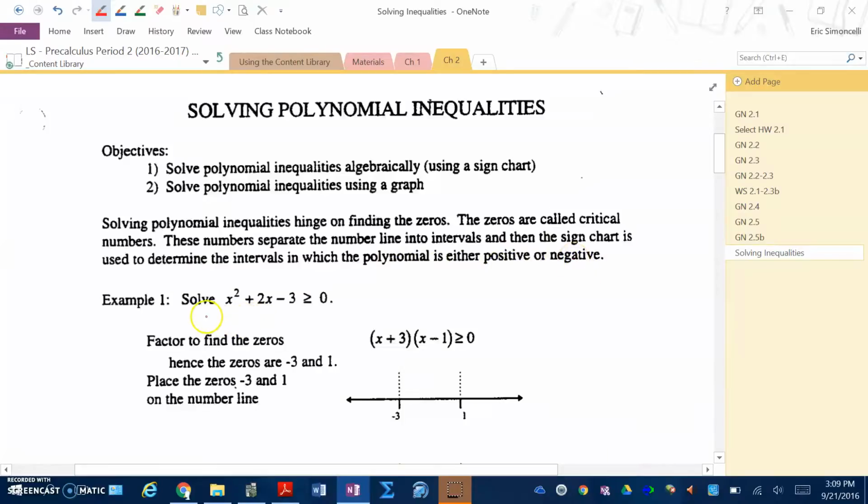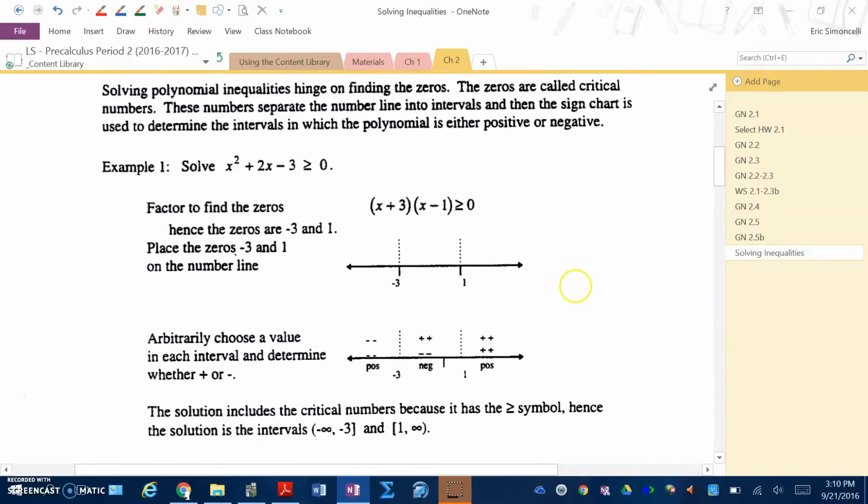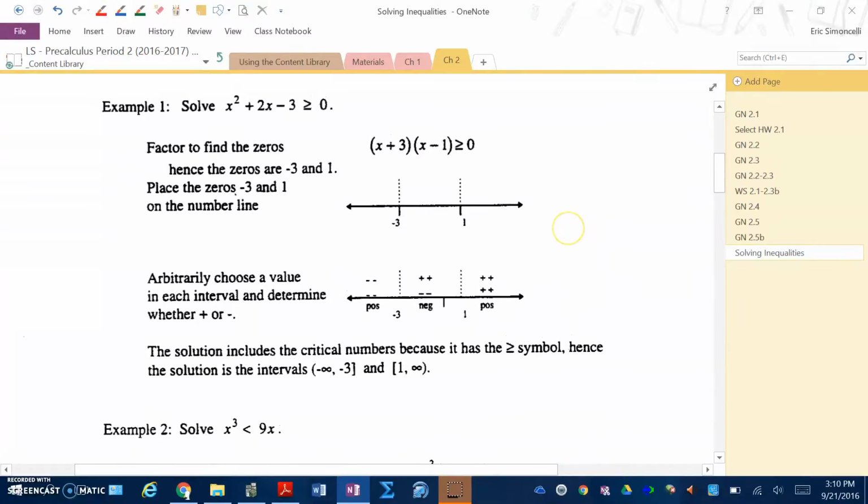For example, solve x squared plus 2x minus 3 greater than or equal to 0. So first, you're going to factor to find the zeros, as you see (x plus 3)(x minus 1), which is the factorization of this quadratic. You still set it greater than or equal to 0. And in turn, x equals negative 3, x equals 1. Now what they have not done is make the note that we are going to have closed circles at those particular values, but that may already be obvious based upon the fact that it's greater than or equal to. So I'll go ahead and plot those for us.